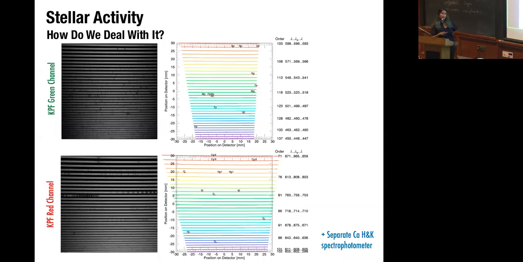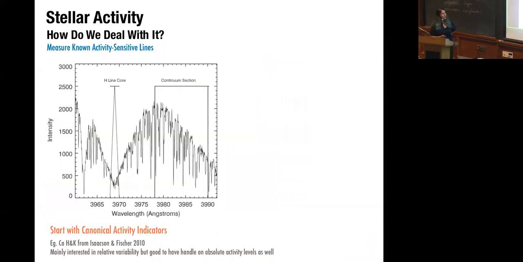This spectrometer doesn't go blue enough to get calcium H and K, but we care about calcium H and K so much that we built a separate spectrometer just to measure that line, because that's how worried we are about stellar activity. So the first thing you do is measure your favorite and every other activity indicator you can think of. The ways these are measured are still sort of the canonical way.